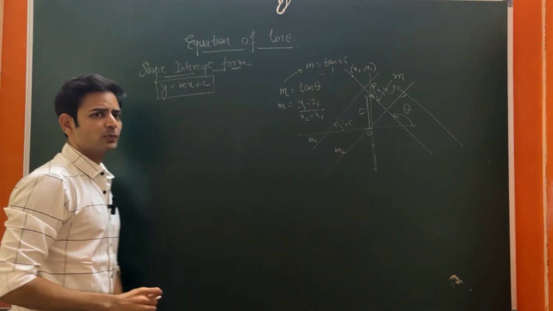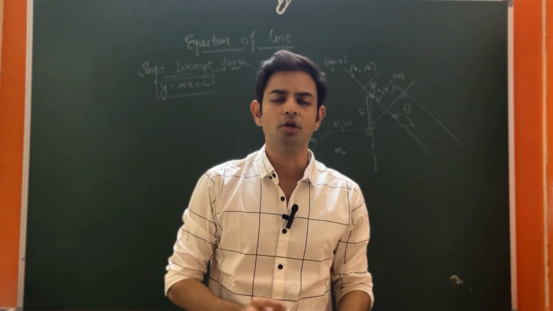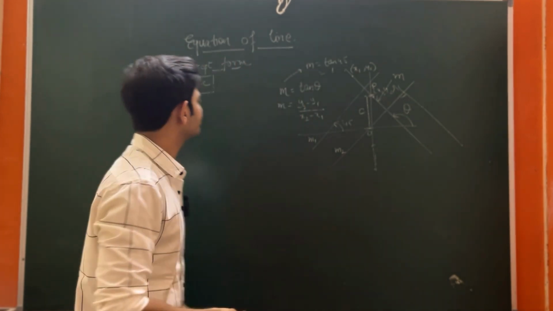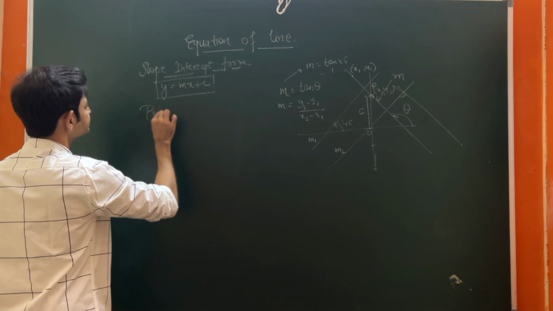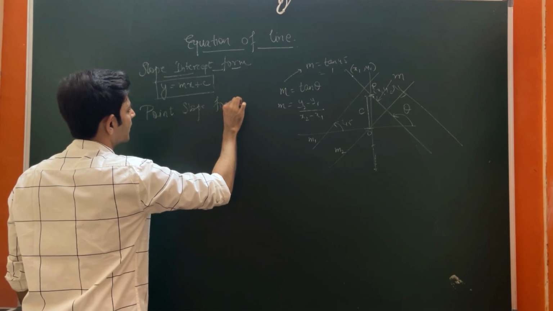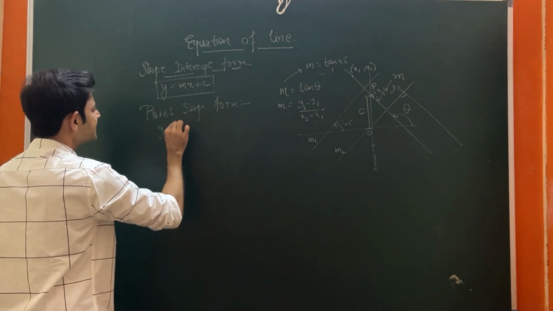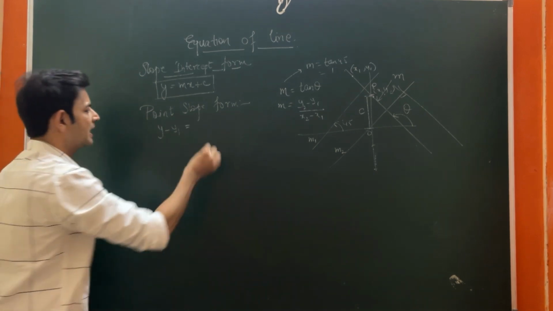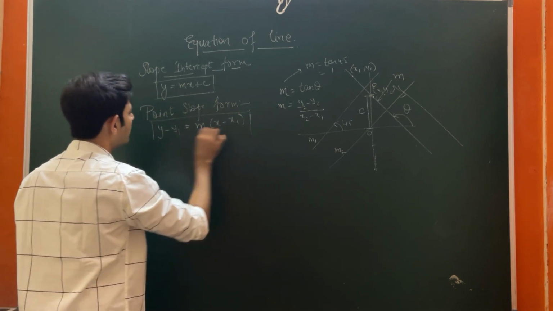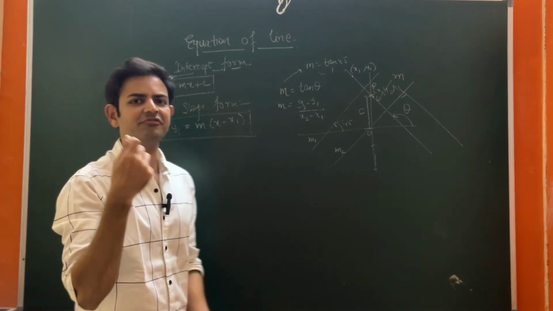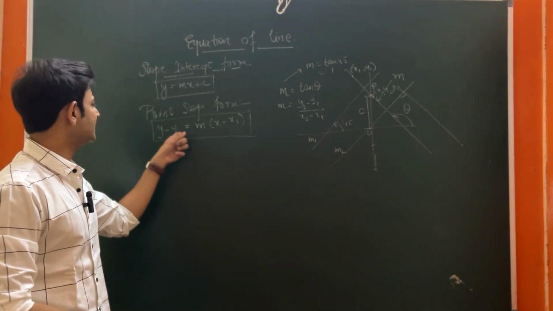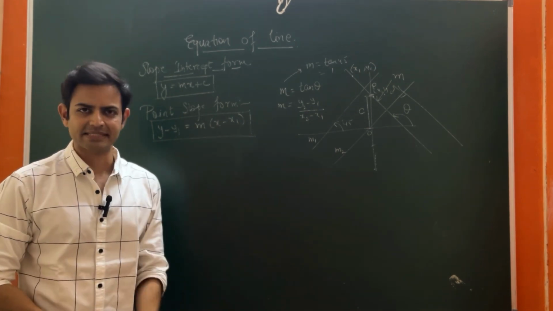Next is, in case we are given just one point and the slope. So we can use point slope form to find the equation. So the point slope form will be y minus y1 is equal to m into x minus x1. So using this formula, we don't need second point. If we have slope and one point, then in that case, we can use y minus y1 is equal to m into x minus x1.